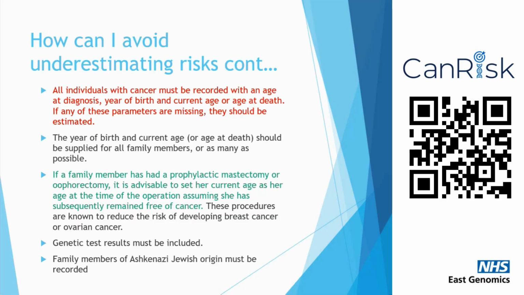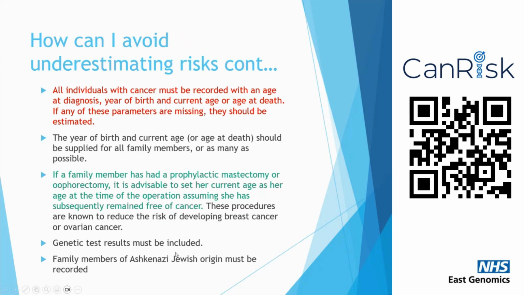If a family member's had a prophylactic mastectomy or oophorectomy, it's advisable to set a current age at the time of her operation, assuming that she subsequently remained cancer free. So if you've got a sister who's had a mastectomy at the age of 35, I would put her in CanRisk as having died at 35, which seems a bit harsh, but in order to best estimate the risk for the person sitting in front of you, that's the best thing to do. But obviously explain that to the patient if they're looking at the family history.